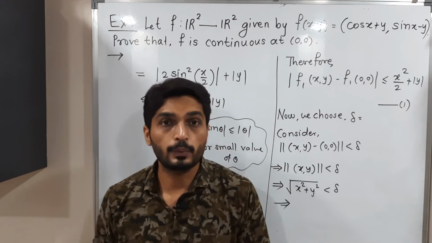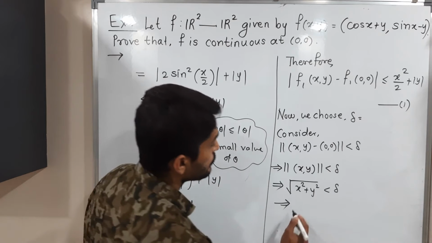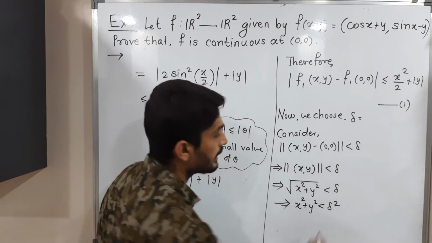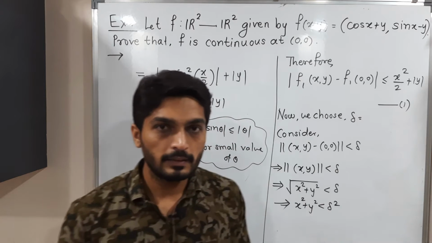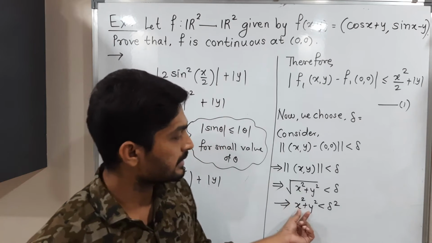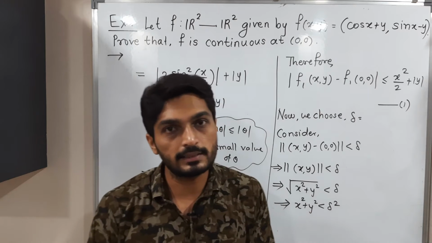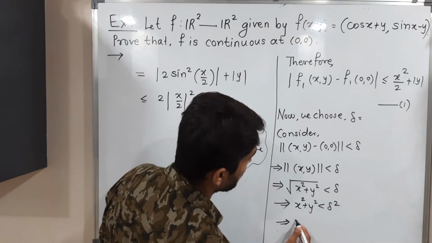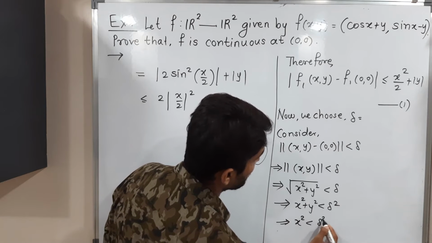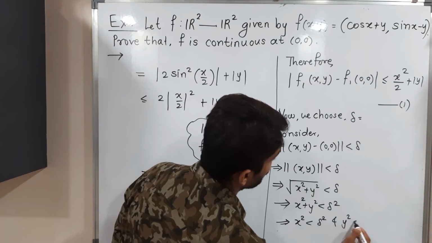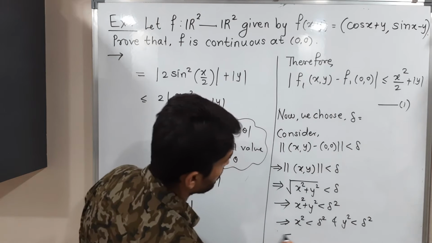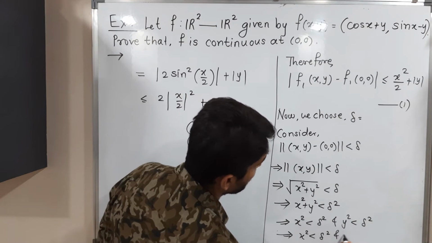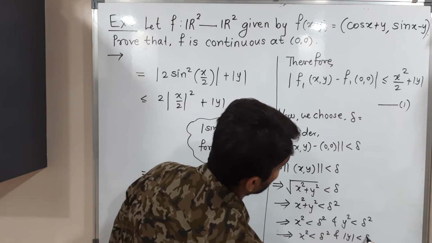We have to remove the square root by taking the square of both sides. So this is x square plus y square less than delta square. Next step, the sum of these two positive numbers is less than delta square, so each of them is also less than delta square. So that's why I can write x square less than delta square and y square less than delta square. This implies x square less than delta square and mod y less than delta.